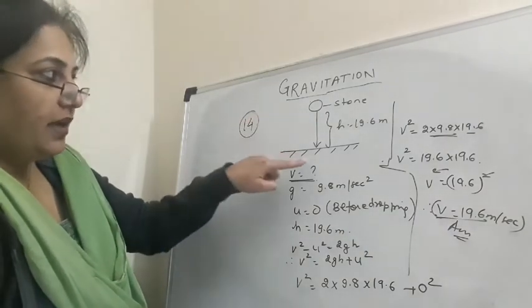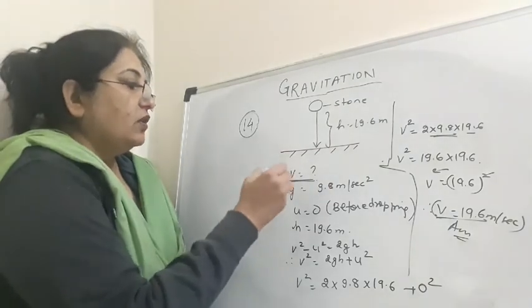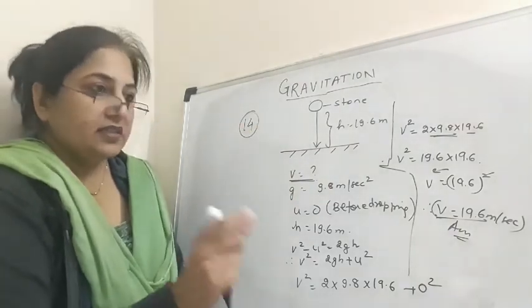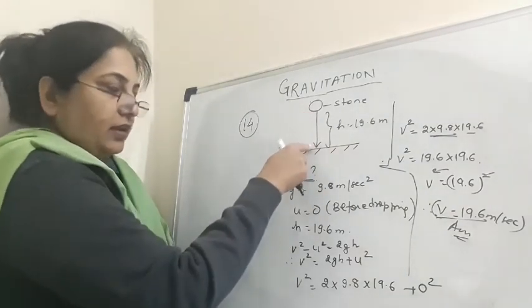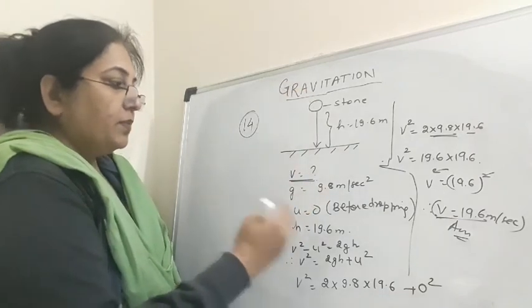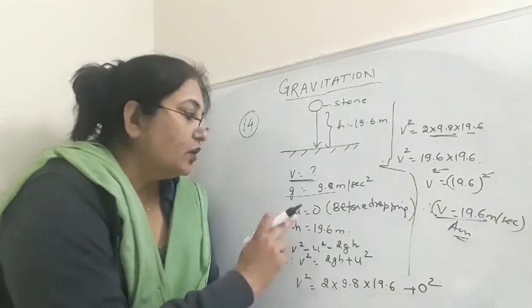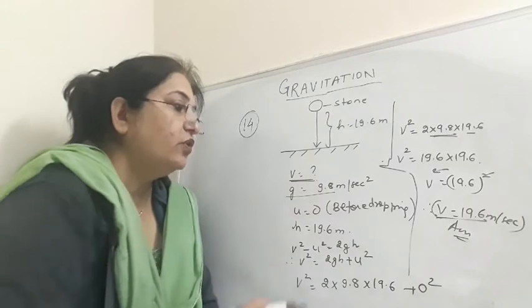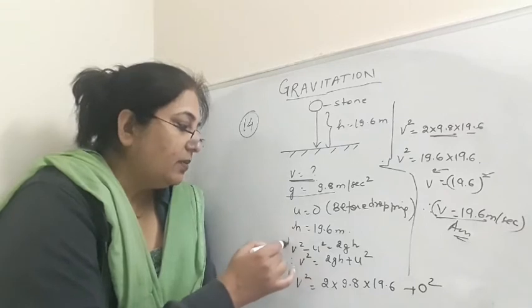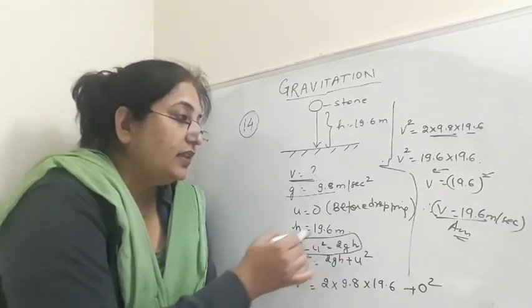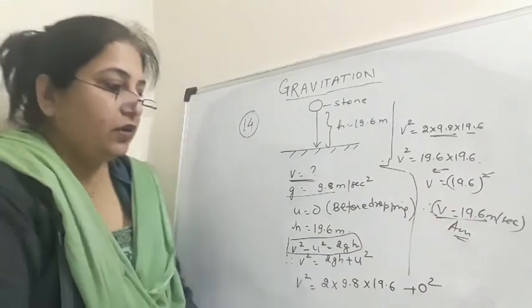A stone is dropped from a height of 19.6 meters given in the question, and you have to find the final velocity of the stone when it just touches the ground. g will be positive because the stone is coming down. The direction of the falling and the direction of the stone coming down is same as acceleration due to gravity, and therefore it will be 9.8 meters per second square. Then u will be equal to 0 because we assume that before the stone falls down, it was at rest. H, and then we apply the third equation and we get the answer v is equal to 19.6 meters per second. Okay, so I hope this question is clear to you.